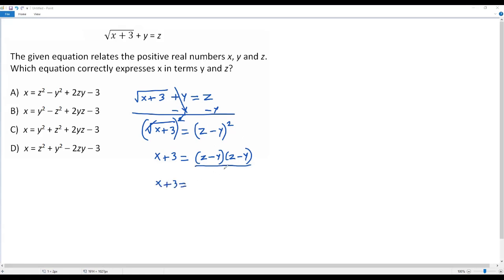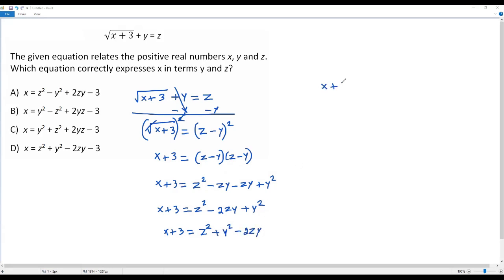Now we can multiply these two binomials using the FOIL method. z times z is z squared, z times negative y can be written as negative zy, and negative y times z can be written as negative zy or yz. And negative times negative is positive, y times y is y squared. When I combine negative zy and negative zy, I am getting negative 2zy + y squared. Okay, x + 3 equals, we can write z squared and y squared together. Then we have z squared + y squared - 2zy.